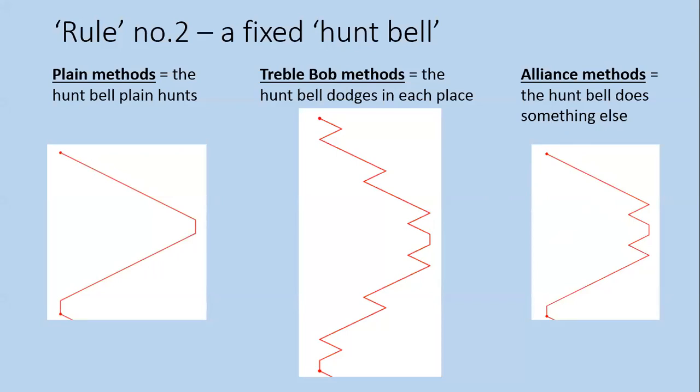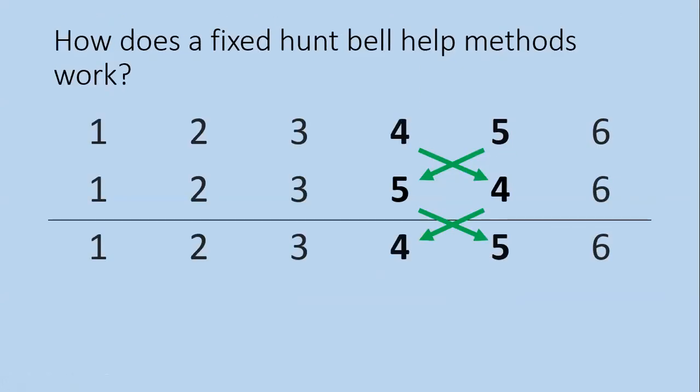and you have a fixed bell that is doing one particular thing, and when it gets back to where it started, that provides you your kind of breaks in the method. It divides the method up into sections. Now, let's think a bit about why that's actually a useful thing to happen. And I'll do that with a few quick illustrations.